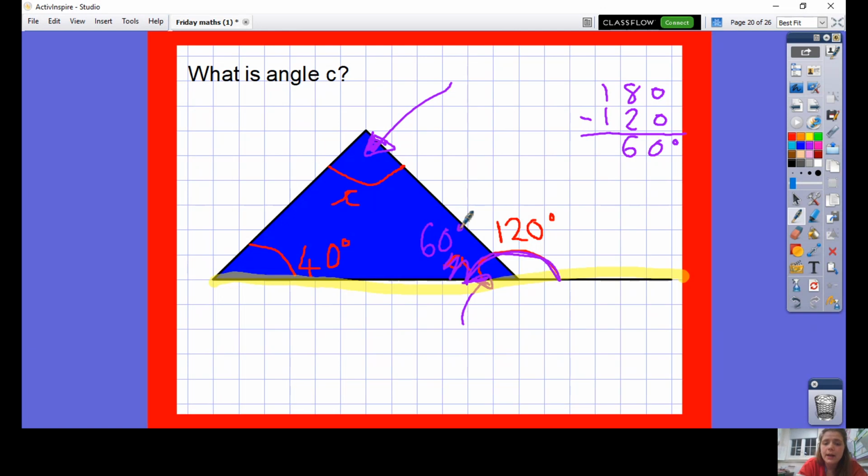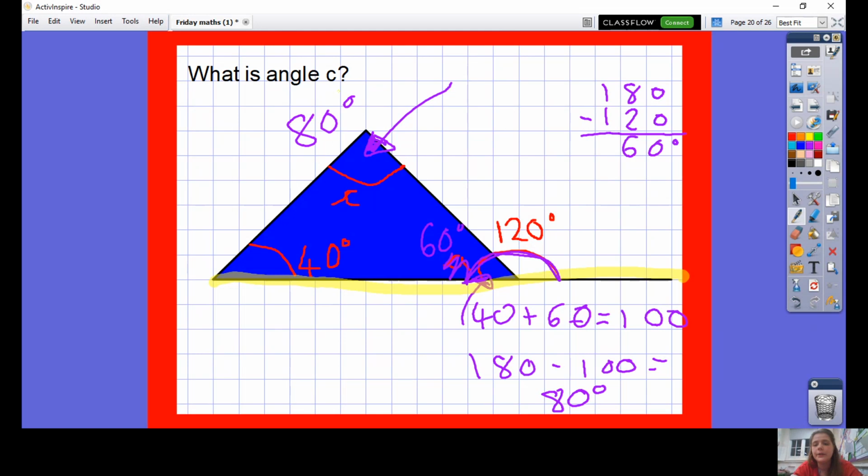Okay, now I know angle A is 60 degrees, I can use that to find angle C. 40 add 60 is 100. 180 take away 100 is equal to 80 degrees. If you said angle C was 80 degrees, well done. You are a home learning hero.